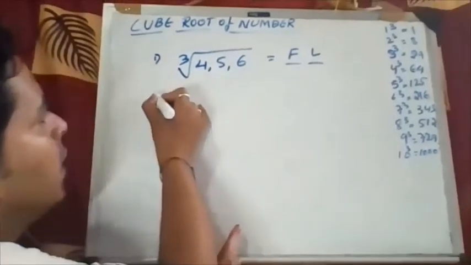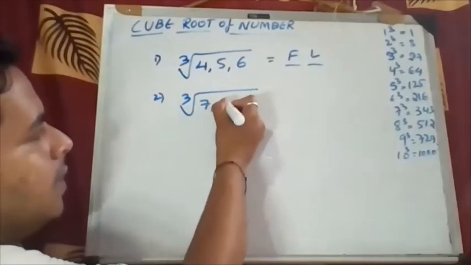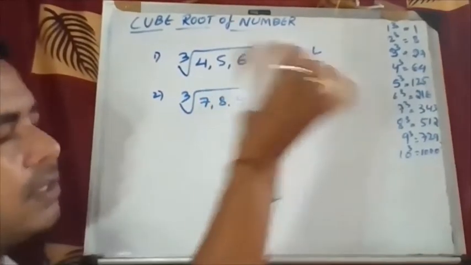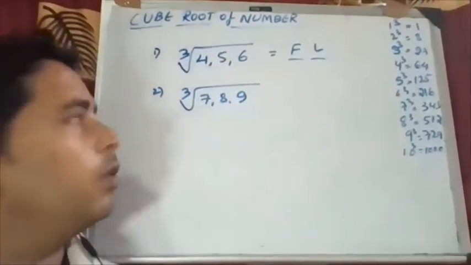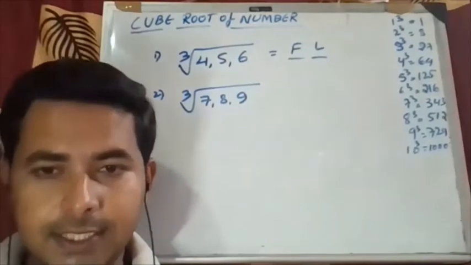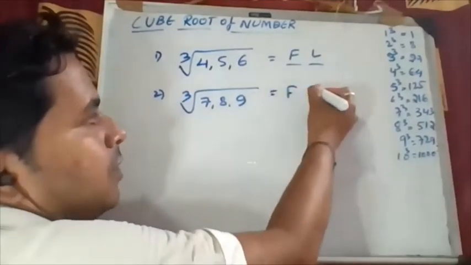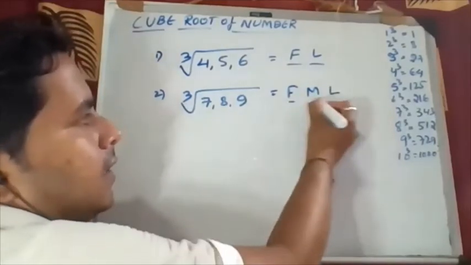But suppose your value is a 7-digit, 8-digit or 9-digit number, and so on. If you are finding the cube root of a 7-digit, 8-digit or 9-digit number, the answer will be 3-digit: the first digit, middle digit, and last digit.